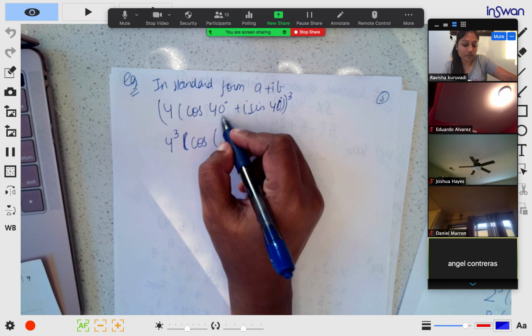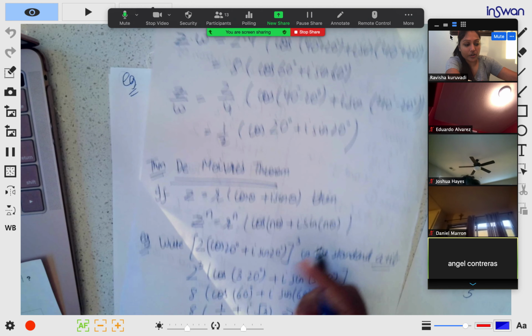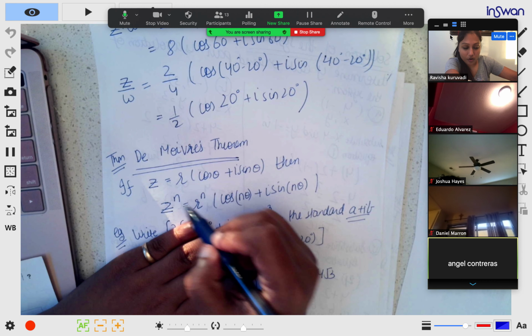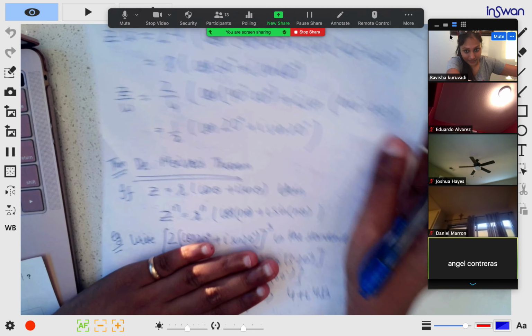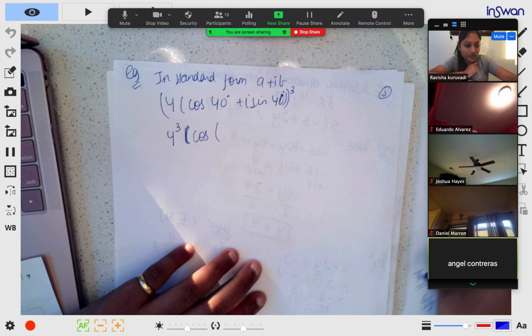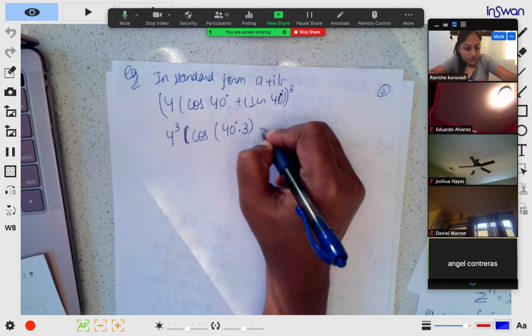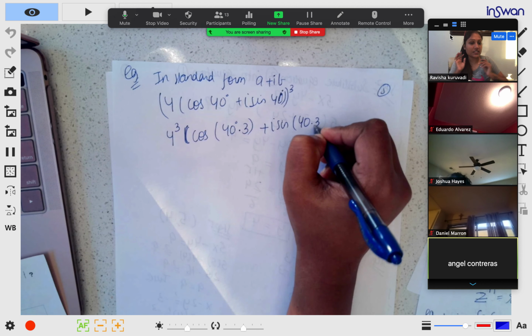See, what's the formula here? De Moivre's theorem. See, what does it say? When you are raising it to the power of n, you raise r to the power of n, which you did. Your theta, we multiply it. Yes, multiply it, exactly, 40 times 3. Correct. Similarly, with sine also you do the same thing.